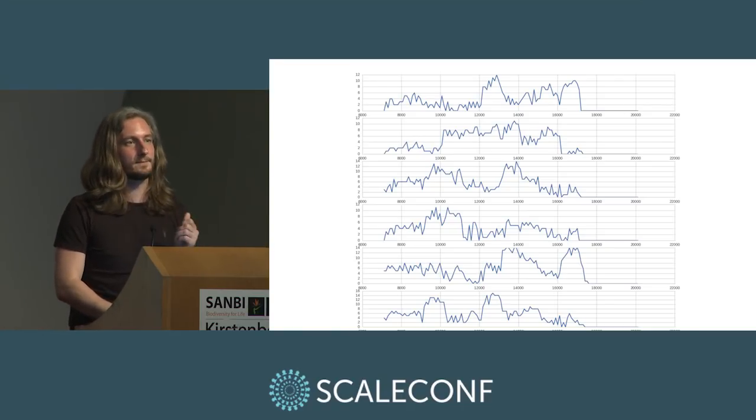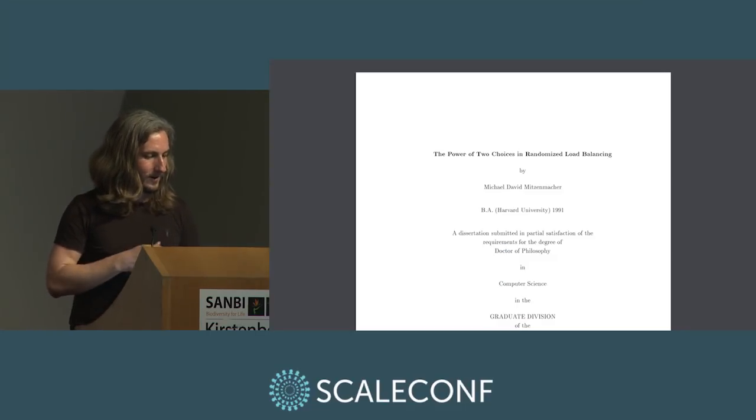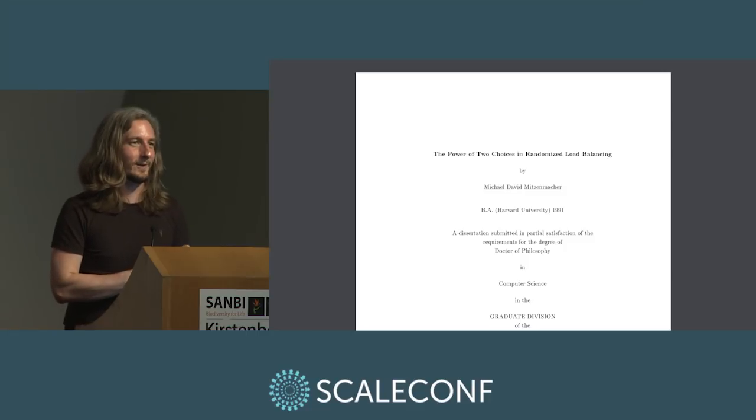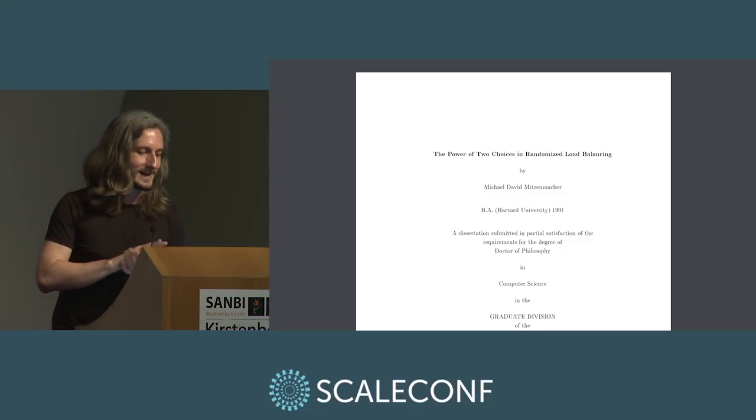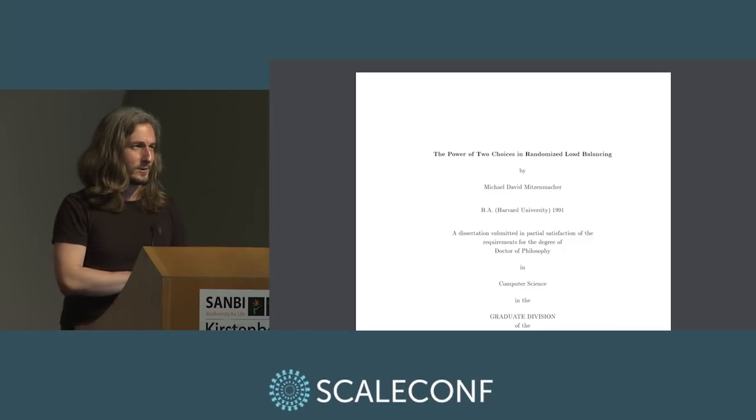So what can we do about this? This is one of my favorite papers in the entire world: The Power of Two Choices in Randomized Load Balancing. It's from all the way back in 1991, and it's actually Mitzenmacher's thesis, which means it's really long. That's really just what a thesis means.